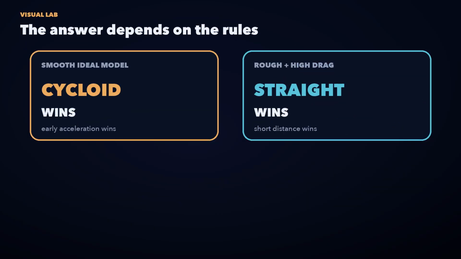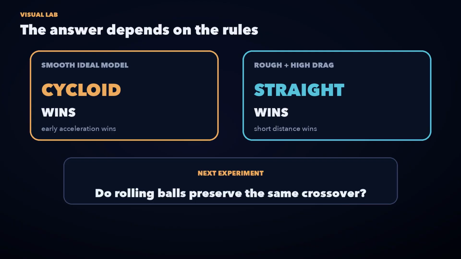So the answer is conditional. On the smooth ideal track, a cycloid wins. Under the final rough, high drag rules, straight wins. The code generated the geometry, measured every race, located both crossover intervals, and built this episode from those results. The next experiment changes the model again. Replace the sliding points with rolling balls that have rotational inertia. Will the same crossover survive?